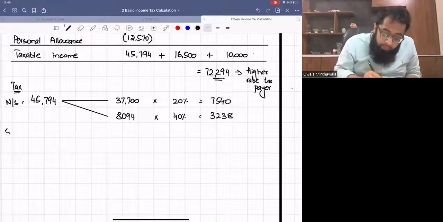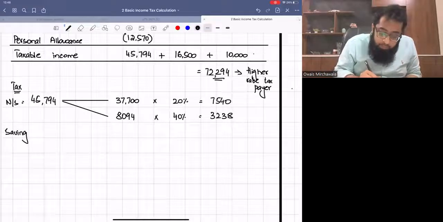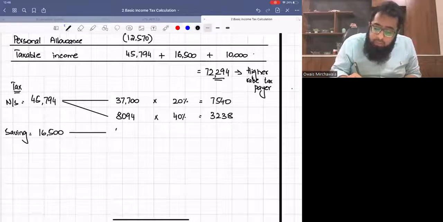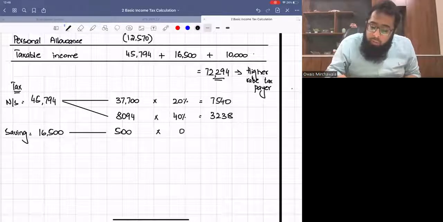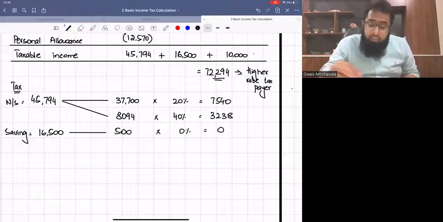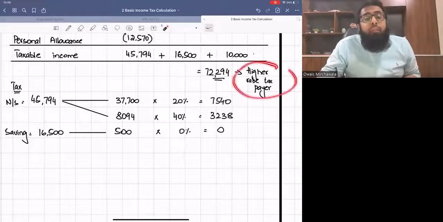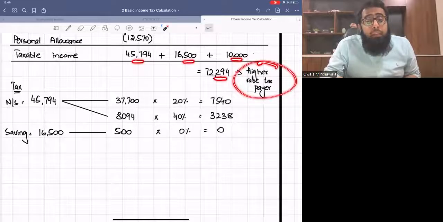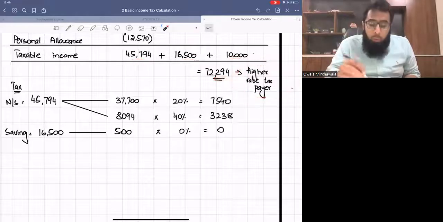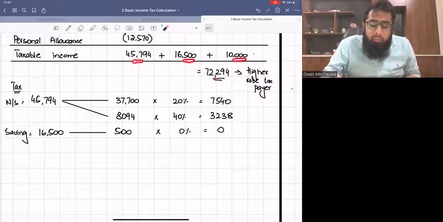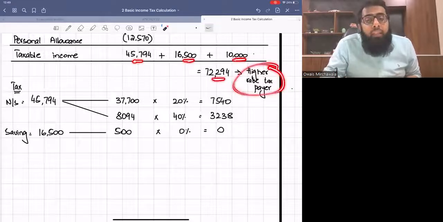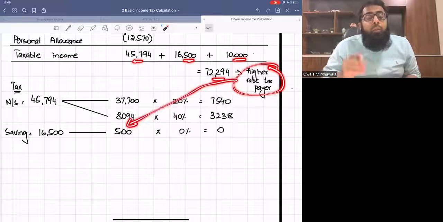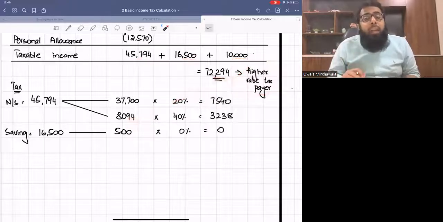Then we will pick up the saving income. Now, the first 500 of saving income will go in the 0% band. Now, how do we know that 0% band will be of 500? We look at this determination. We add up all the taxable incomes to determine whether we are basic rate taxpayer or higher rate taxpayer on total, so that we can determine the 0% band of saving income.